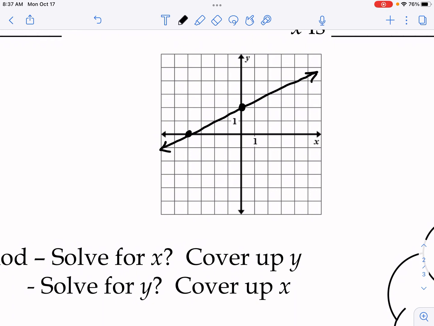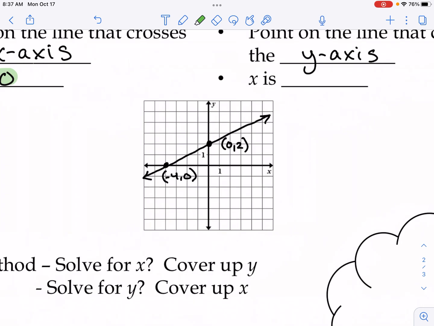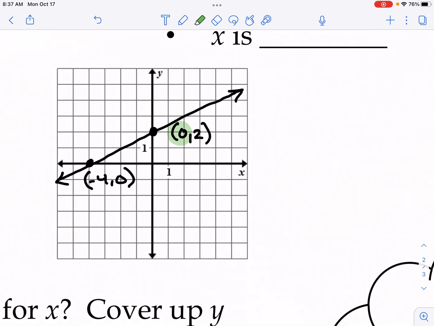This is the y-intercept because it crosses the y-axis. That is the point 0, comma 2. Okay. And over here, this is the x-intercept. This is -4, comma 0. When you're finding the x-intercept, the y value is always 0. As you can see here, the y value is 0. If you look right there, y value is 0.